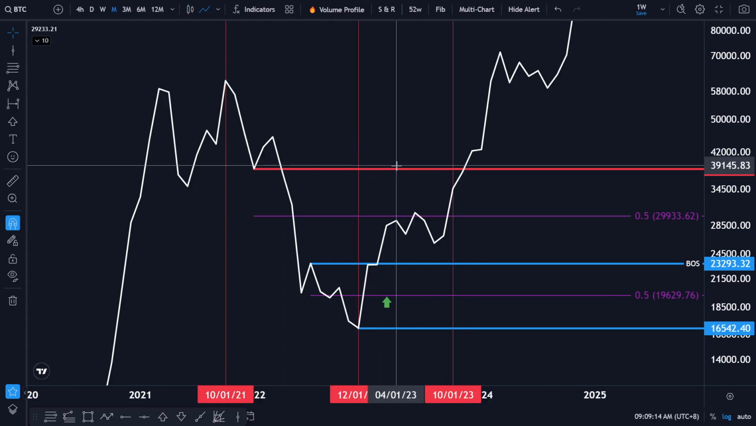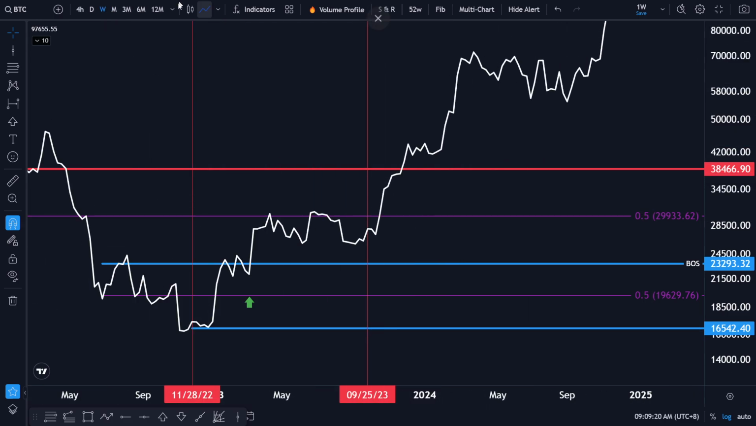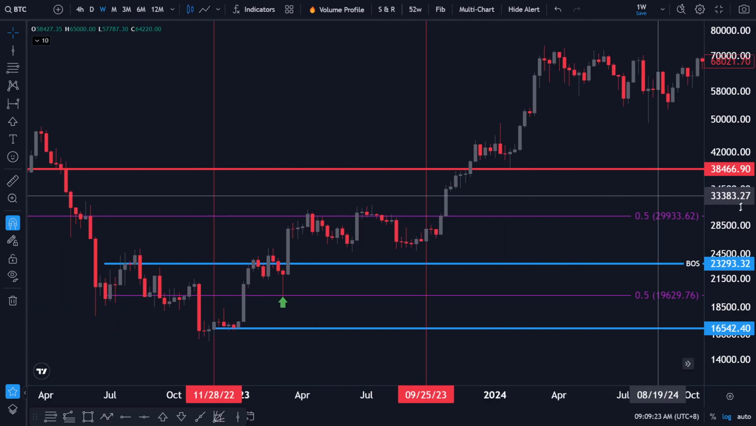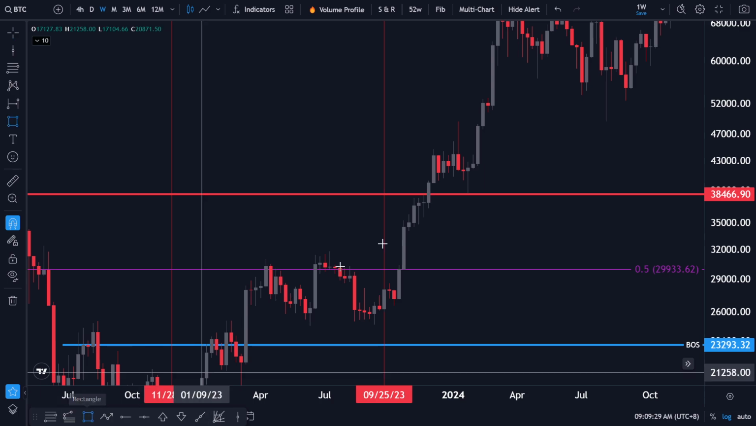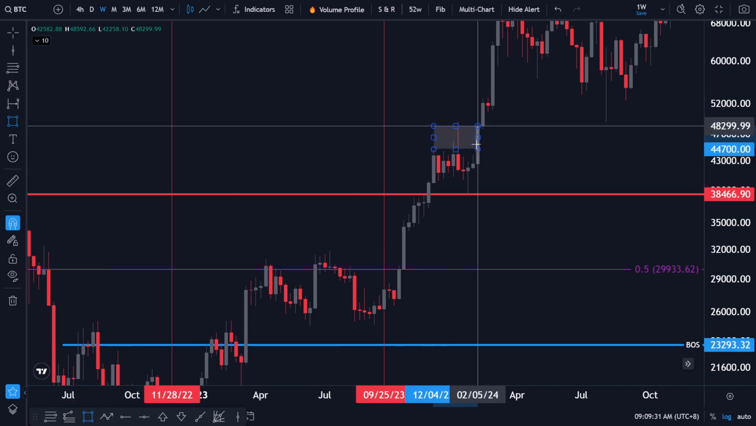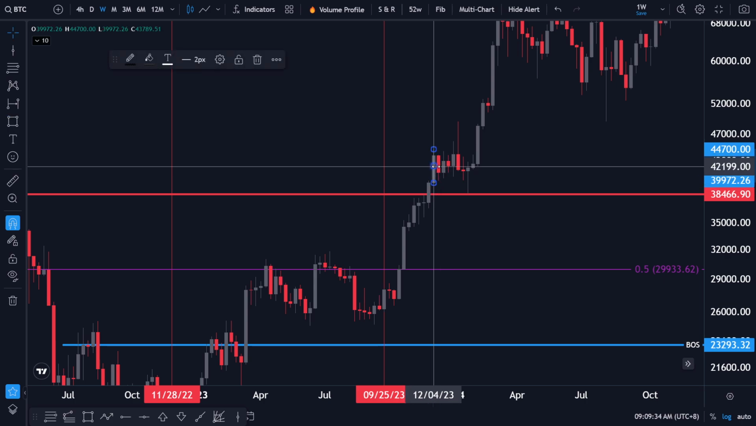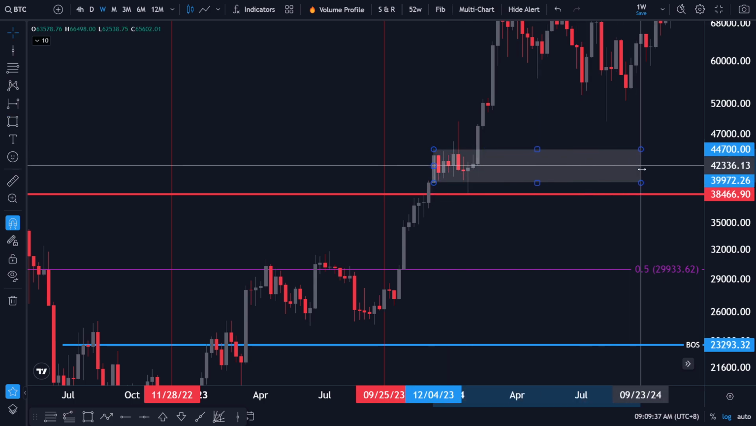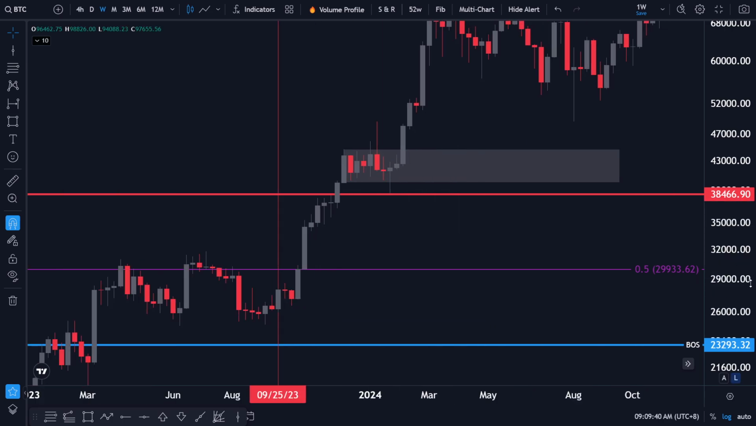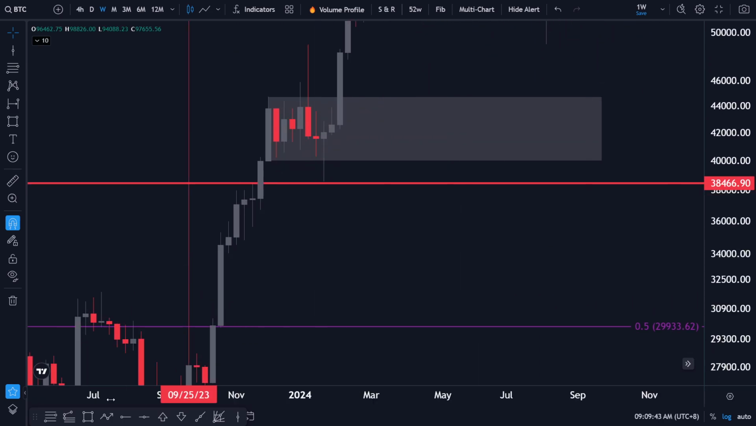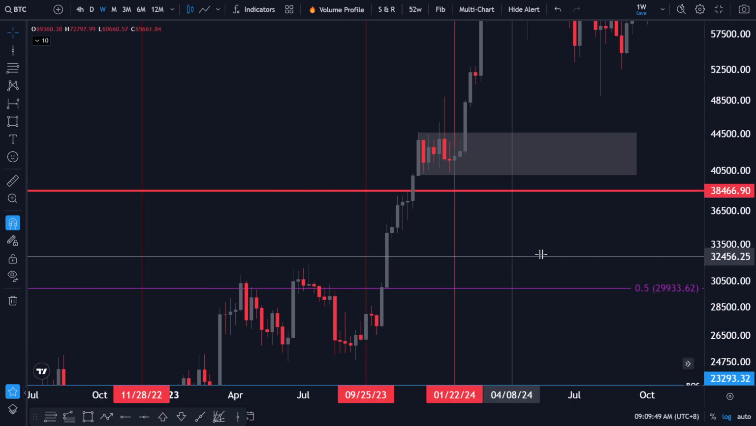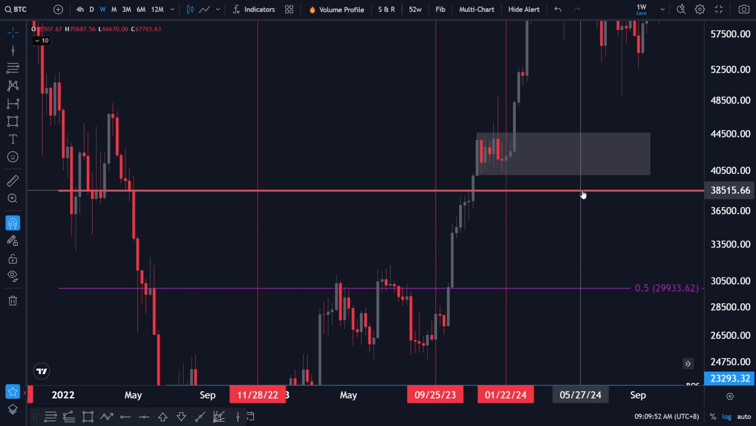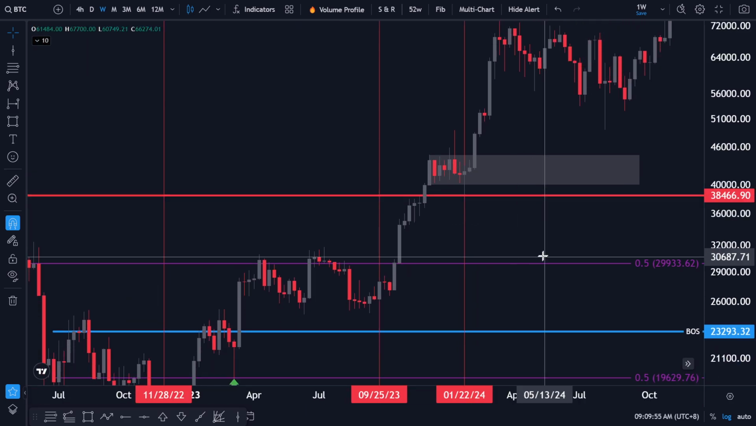This red line here, the 38,000 level, and after breaking that structure, it did a retest on this candle. It went sideways. Show you the sideways here. Yep, this is the sideways. And then on this candle, it did a retest on the 38,400 level before going higher.